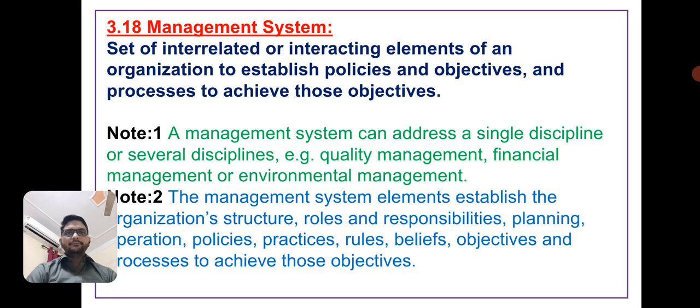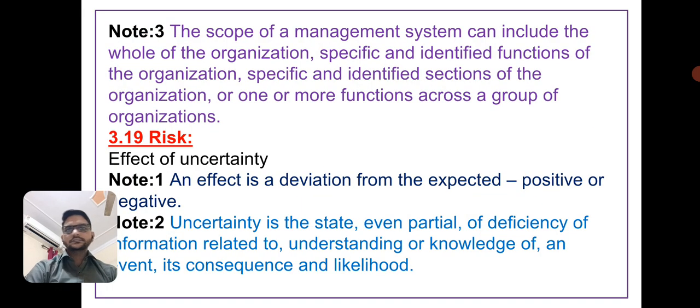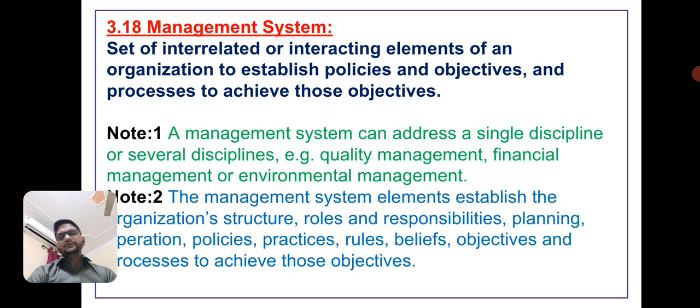Next is management system. What is the definition of management system? A set of interrelated or interacting elements of an organization to establish policies, objectives, and processes to achieve those objectives. It means to establish policies, objectives and processes to achieve those objectives, that is management system.